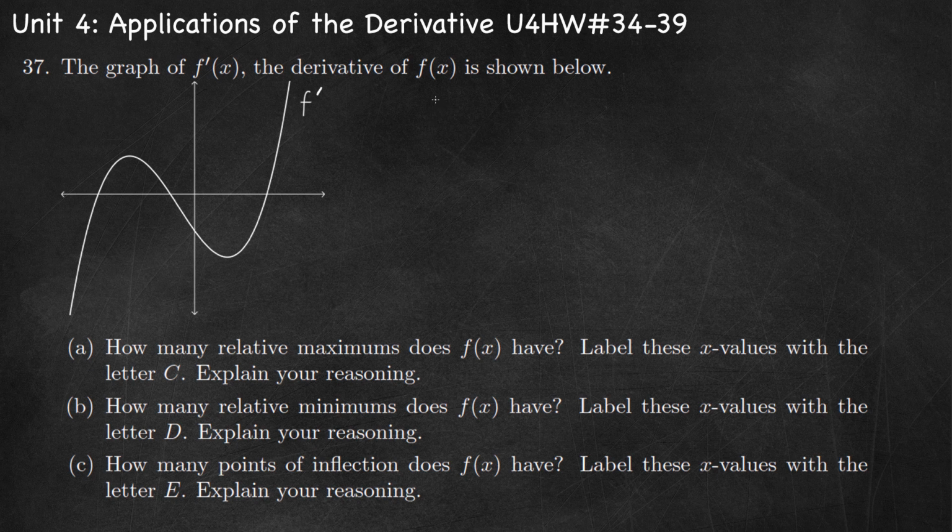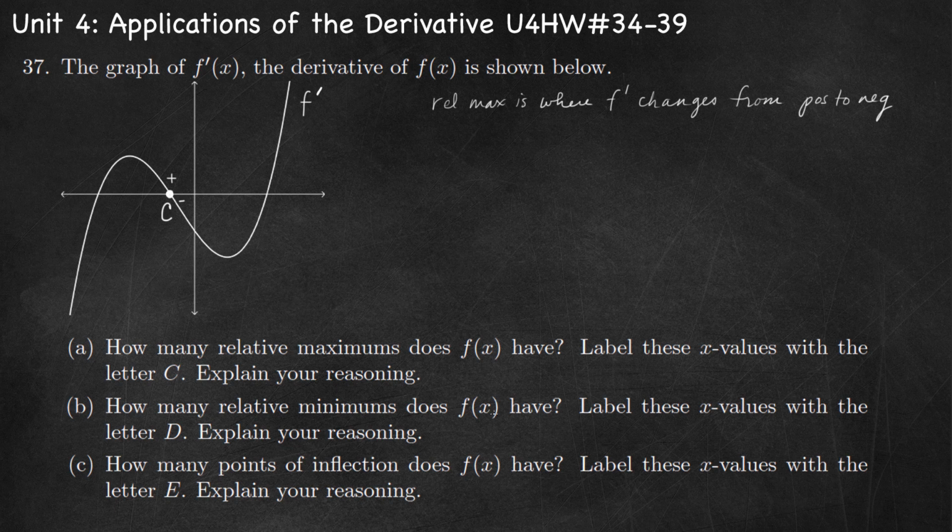Well, a relative max is where f changes from increasing to decreasing. So it's where f prime changes from positive to negative. So where does our graph of f prime change from being positive to being negative? Well, here's positive, here it's negative. So right here, that would be a relative maximum.